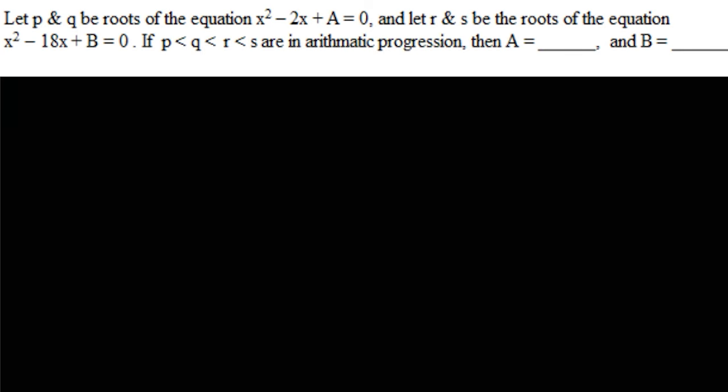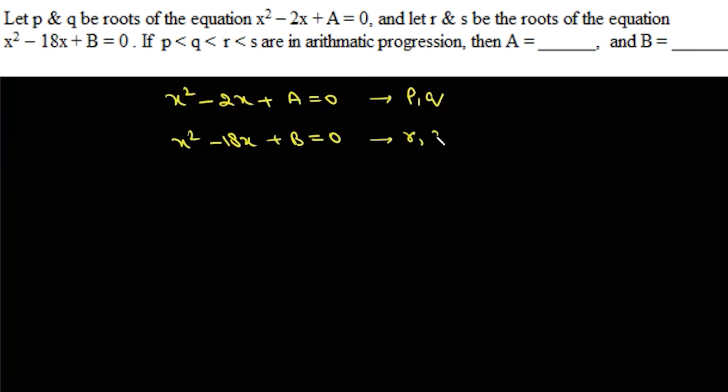Now the question is, let P and Q be the roots of the equation x square minus 2x plus a. So we have this equation x square minus 2x plus a equals 0, and here the roots are P and Q, and R and S are the roots of the equation x square minus 18x plus b equals 0. Now it says P is less than Q, which is less than R, which is less than S, and they are in AP. We need to find the values of capital A and capital B.